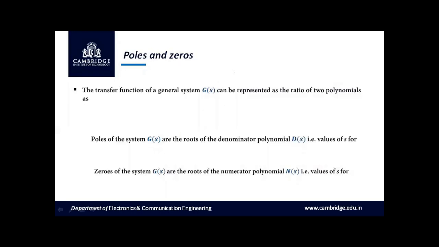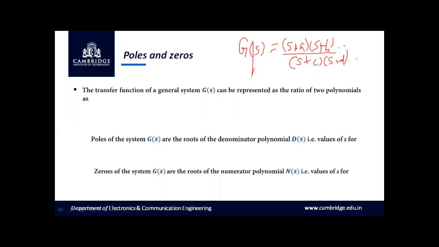We know that G of S can be represented in three forms. G of S can be represented in pole zero format, which is given by S plus A into S plus B and so on, divided by S plus C into S plus D. And this format we call the pole zero format. As well as G of S can be represented in terms of time constants.